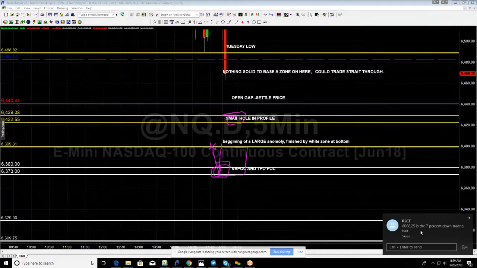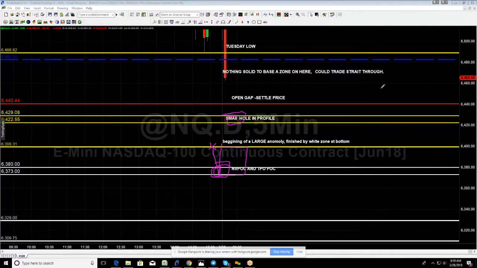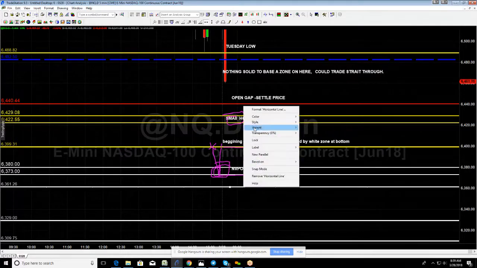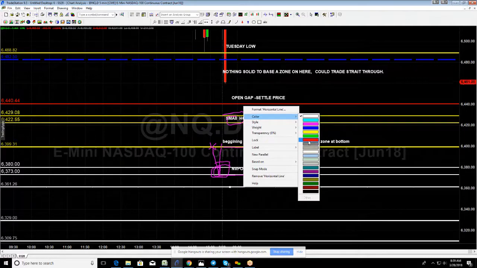60.68 is a 7% down trading halt. Thank you. So let's mark that off. 60.68 and a quarter. I'm just going to mark a line there. Big red line. Color red.